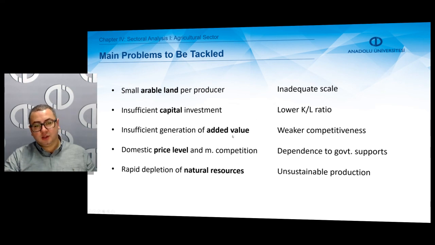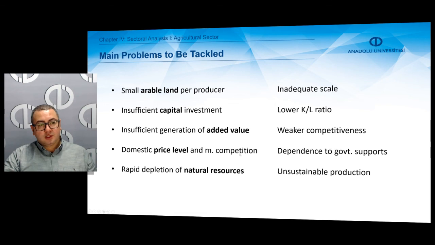The third one is insufficient generation of added value. This is due to the types of goods produced in this sector, and this is the reason for the weaker competitiveness in the sector compared to other sectors in the economy.